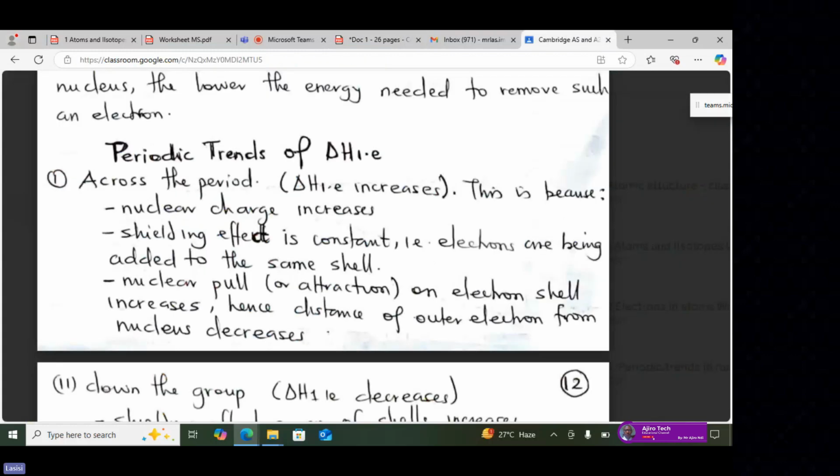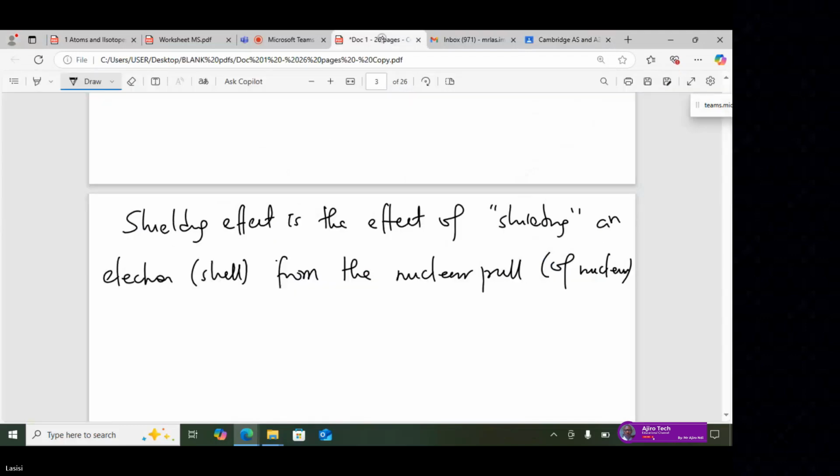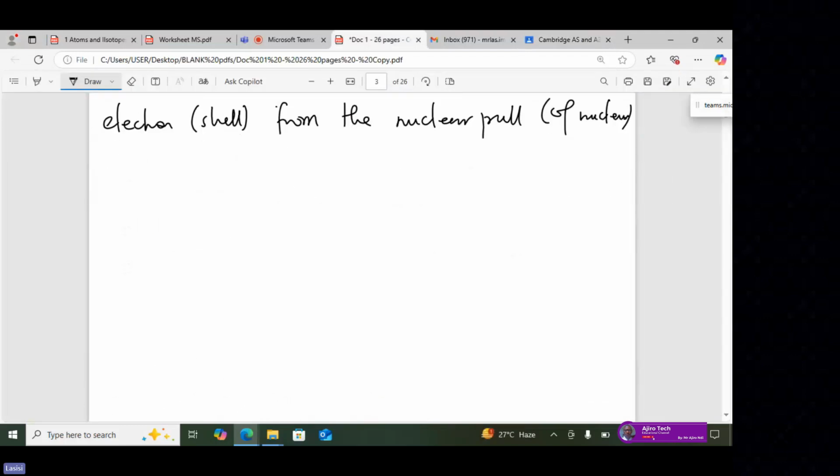Nuclear charge is increasing. That is constant. Nuclear pull on the shell is increasing. Therefore, distance decreases. Let me explain that to you. Look at this. Lithium is plus 3, 3 protons. Beryllium is plus 4. Boron is plus 5. Carbon is plus 6.